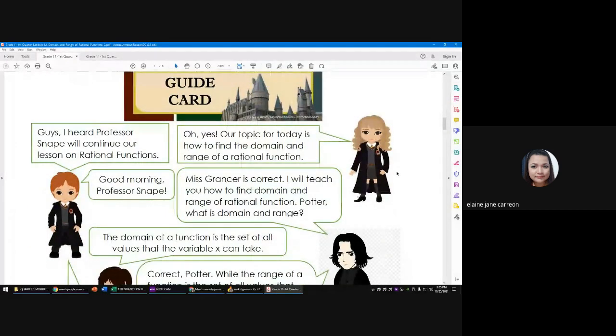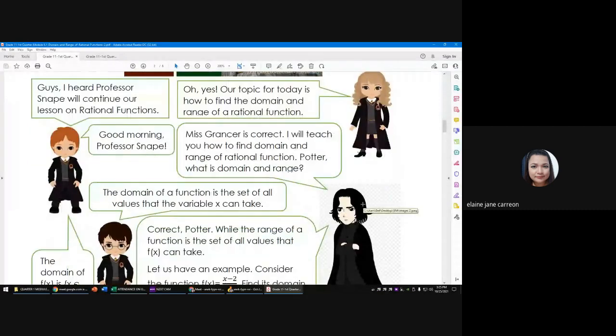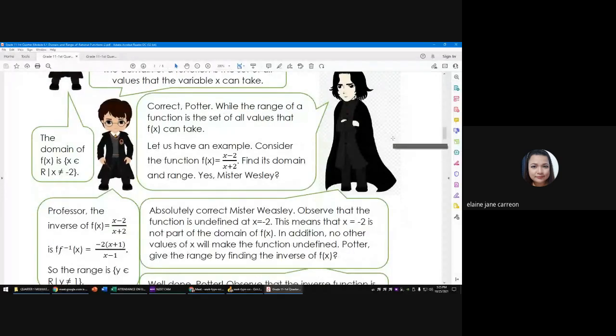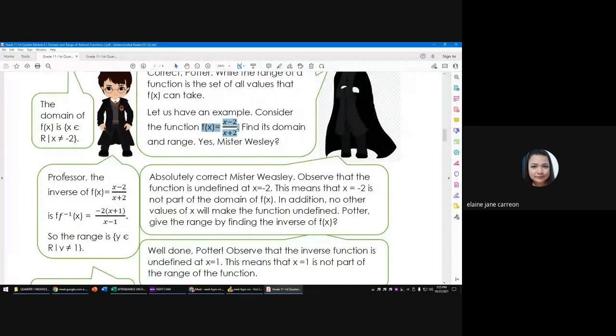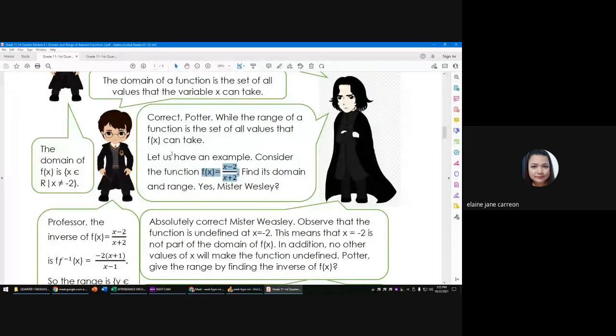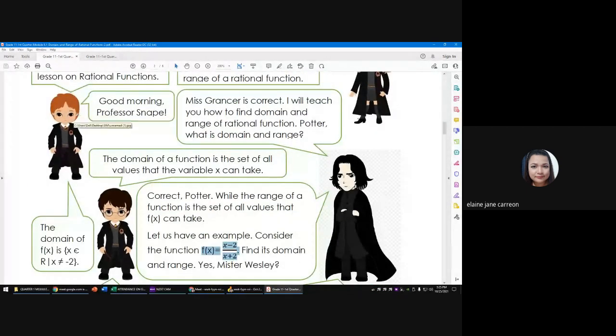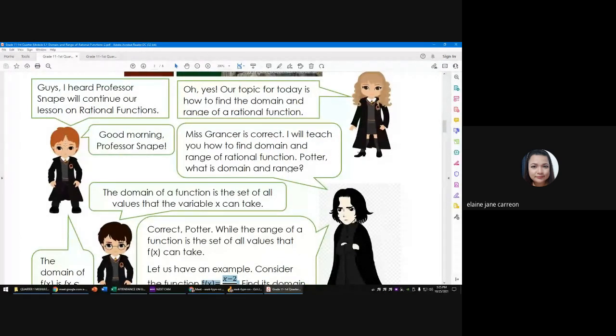As you can see, there is a conversation here between Harry Potter and his professor and his friends. They are explaining how the domain of the example f of x is equal to x minus 2 over x plus 2 was obtained. The professor answered, and this is one of his friends. I already forgot the name of this character in Harry Potter.